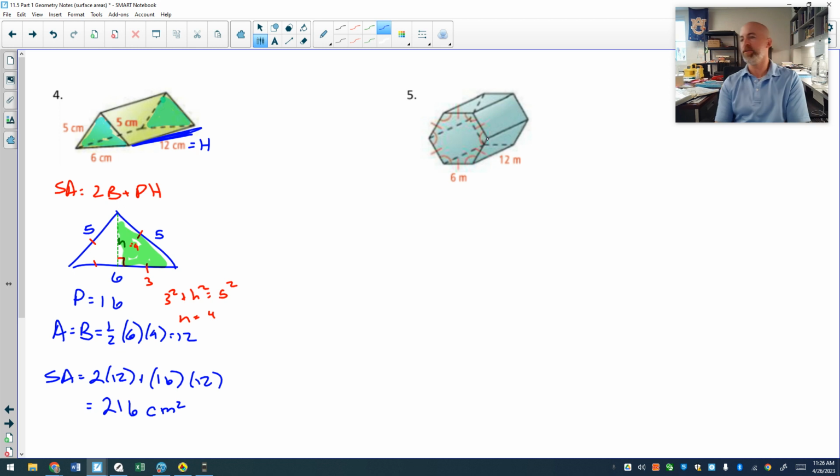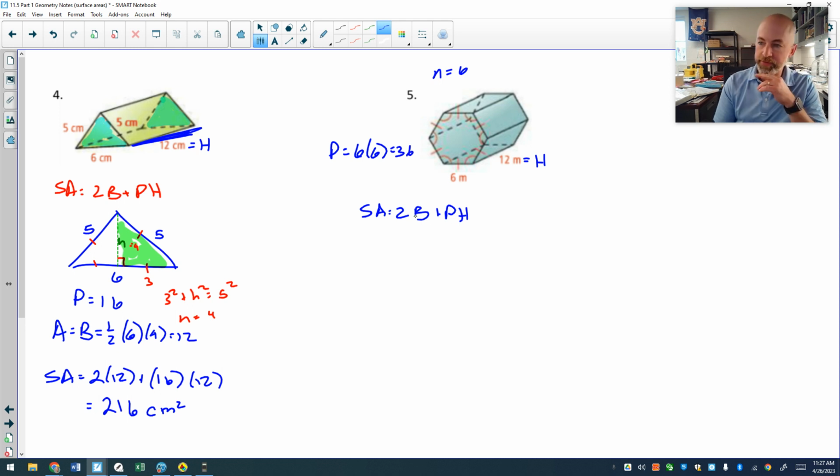All right. On to number 5. We have a hexagonal prism. And I know the surface area is going to eventually be 2 times b plus the perimeter of the base times the height of the prism. And I already know the height is 12. The perimeter I can get pretty easily because we have 1, 2, 3, 4, 5, 6, this is a hexagon. And the perimeter, P, of the base is going to be 6 times the length of the base side, which is 36. So I have 2 of the 3 pieces.